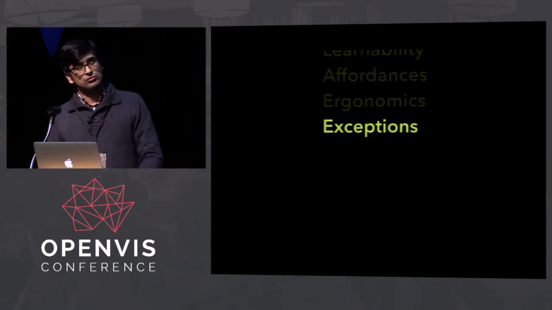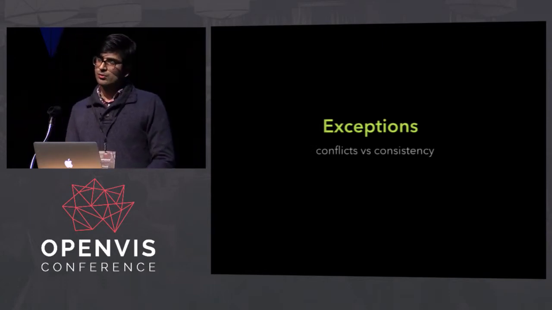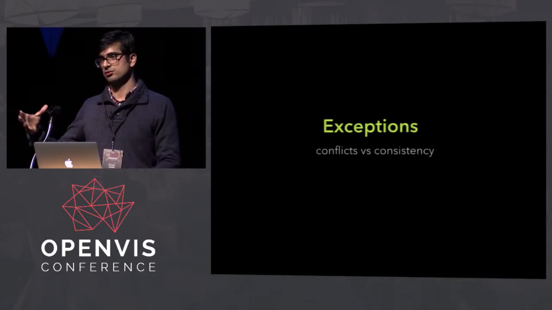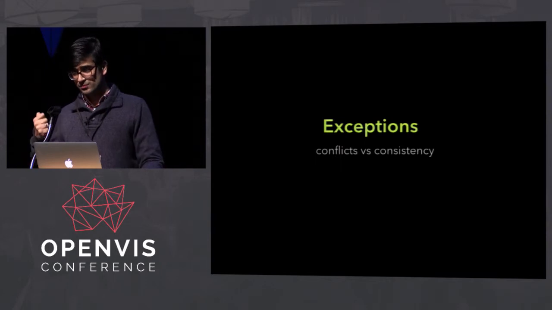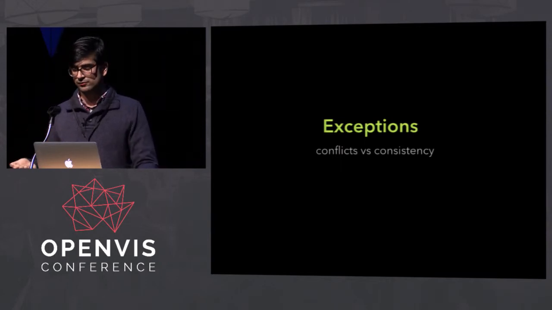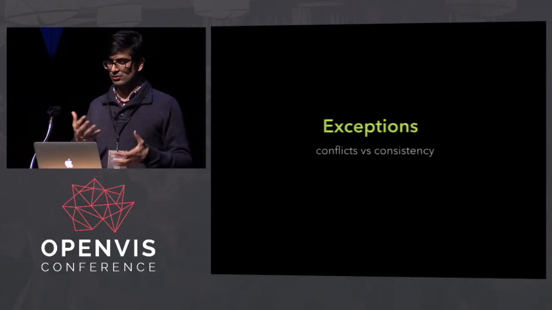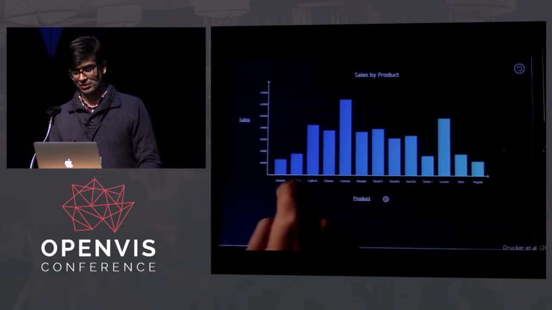Finally, exceptions. So there's the concept of conflicts versus consistency. As you support multiple types of charts, consistency across those charts in terms of what gestures are used for what operations becomes very important. It's very important for familiarity. It's very important for ease of learning. However, maintaining this consistency often leads to a lot of design conflicts. And I'm going to bring one example out of bar charts.